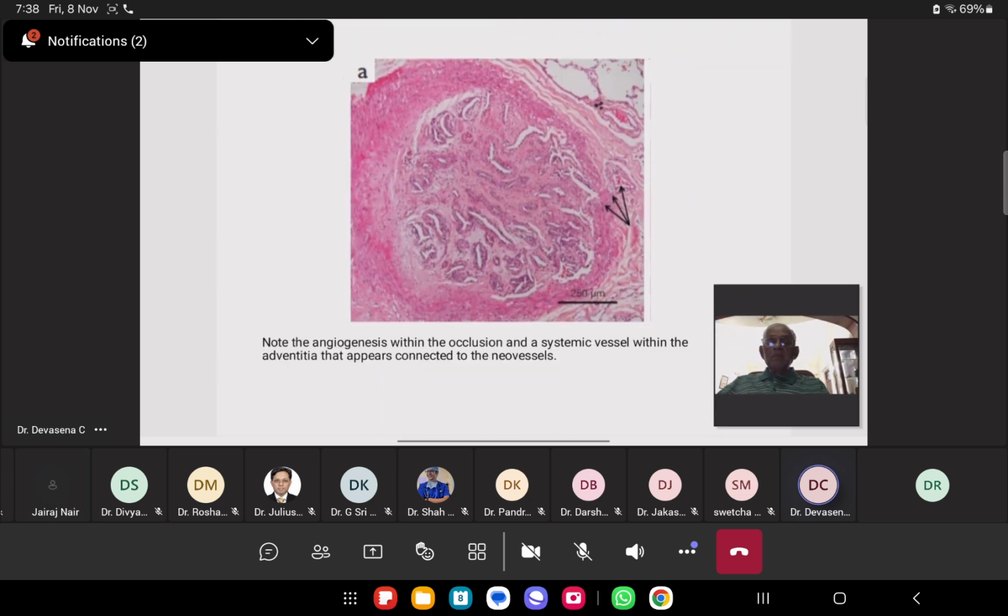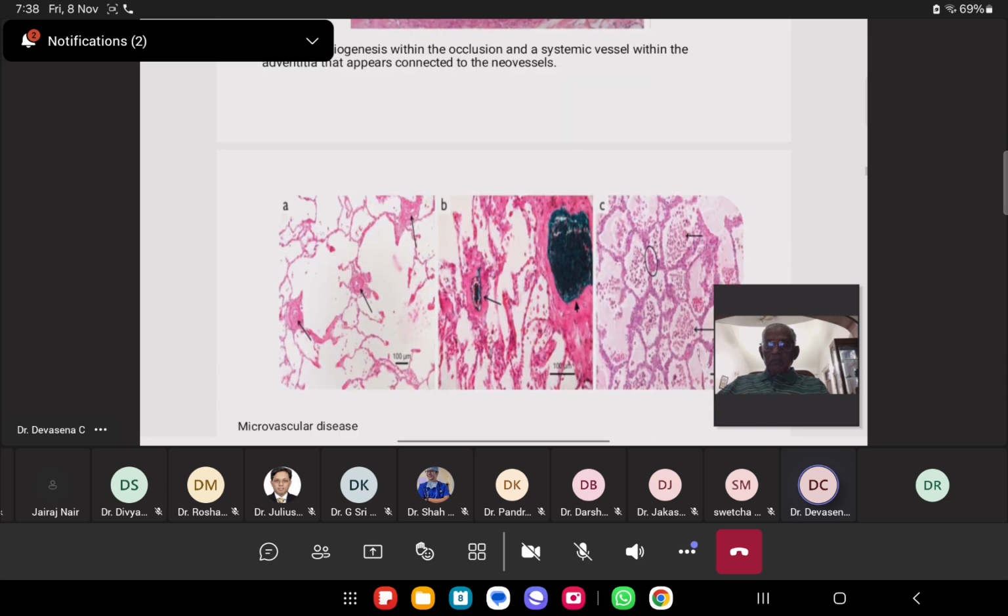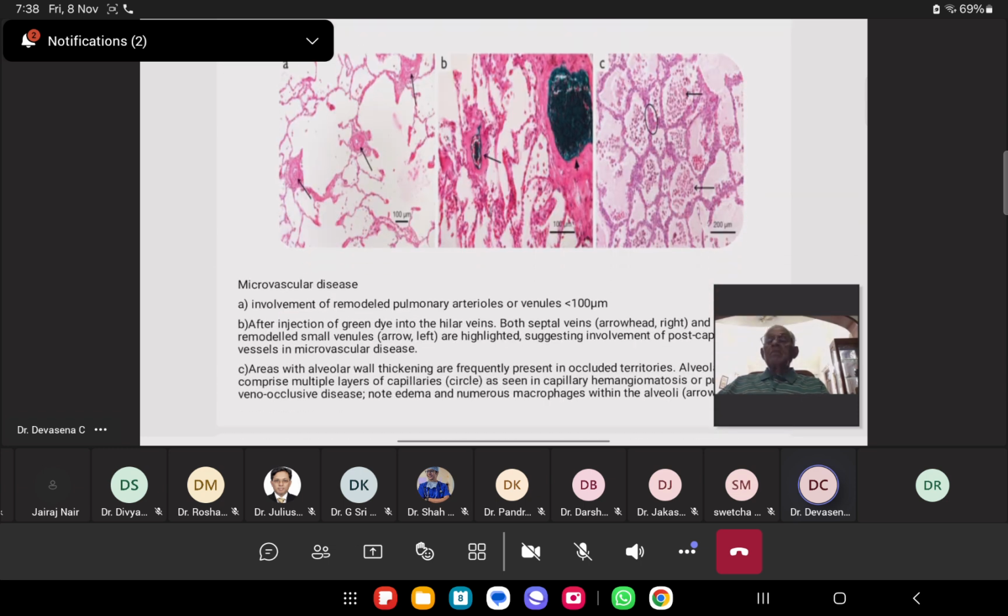This image shows angiogenesis within the organized fibrin clot within the pulmonary artery. This image shows microvascular disease involvement.